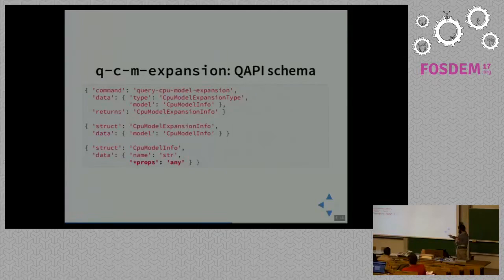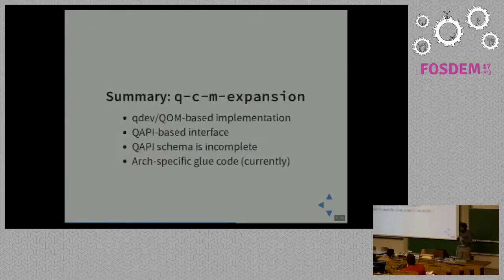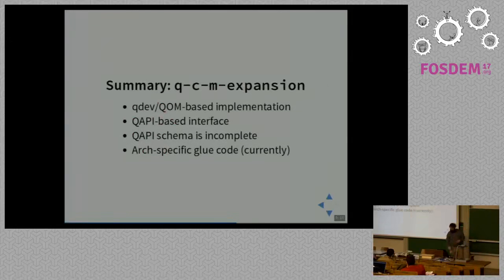And this is the QAPI schema for that command. Like in the object-add case, we have to use this hack here that basically says the props field can have anything. So the semantics of this props field is documented in the documentation for the command, but the schema doesn't tell us which properties can be there, what the data type is, what you can expect there. You need to read the documentation to do that. So, summarizing this case, in the case of query-cpu-model-expansion, the QAPI schema is also incomplete. It doesn't have all the information we want.